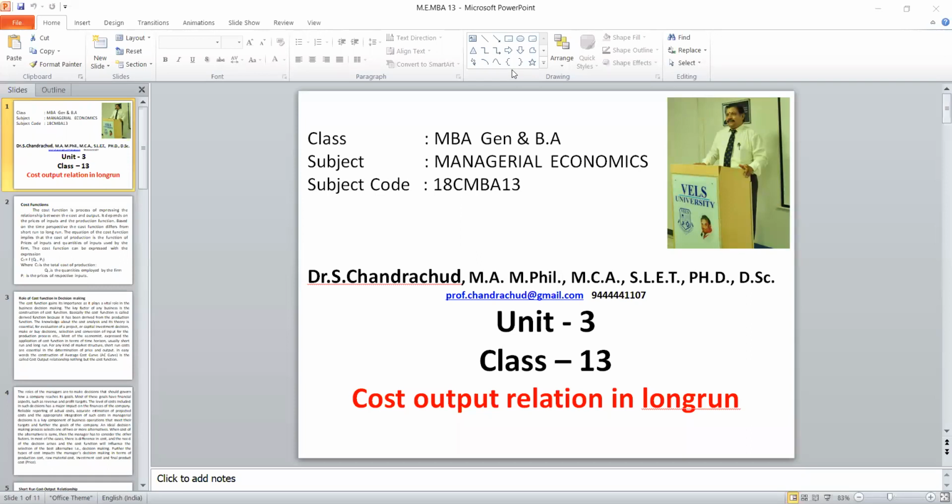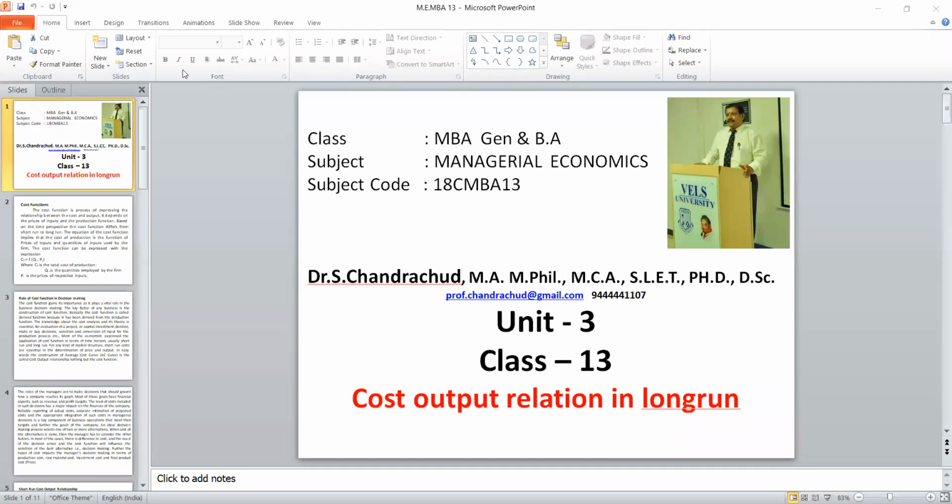Because if they need the short run, they will, in specific, say, explain the cost output relation in a short run. So keep in mind, when you want to explain the cost output relation in a long run, first you should write the short run. After that only you continue the answer for the long run.